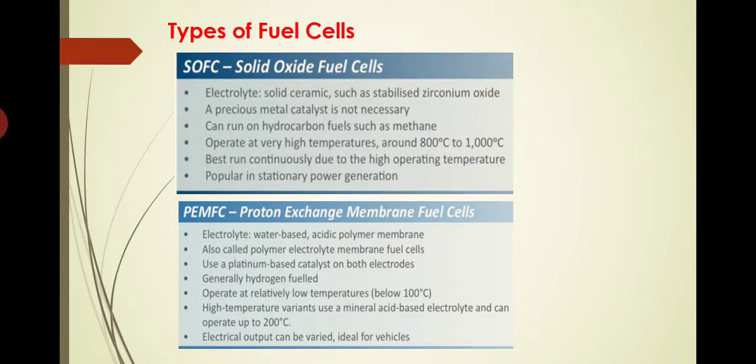Coming to the solid oxide fuel cell, the electrolyte used is a solid ceramic such as stabilized zirconium oxide. A precious metal catalyst is not necessary here. It can run on hydrocarbon fuel such as methane. Usually in SOFC fuel cells, instead of direct hydrogen, methane is used as the fuel. Of course, it has to be decomposed into hydrogen, then only can we produce the hydrogen ion. It operates at a very high temperature, around 800 to 1000 degrees Celsius. This is the only one operating at a very high temperature. It is best run continuously due to the high operating temperature, and is popular in stationary power generation.